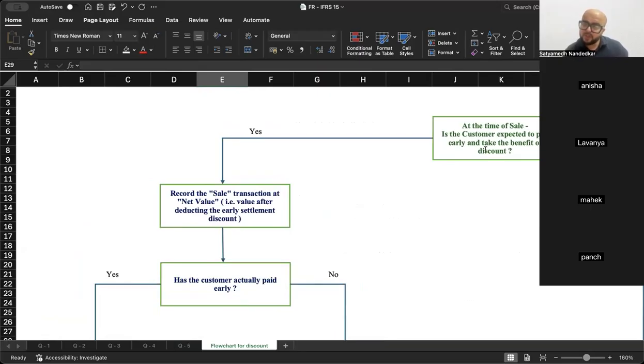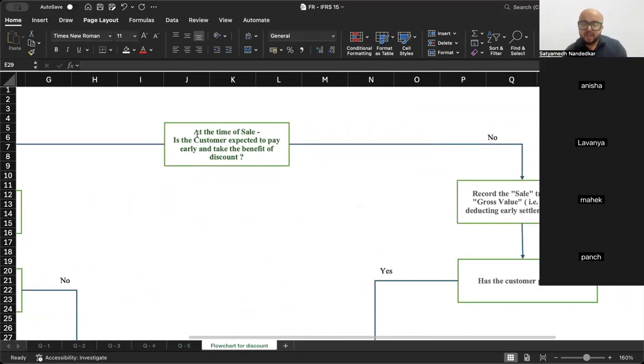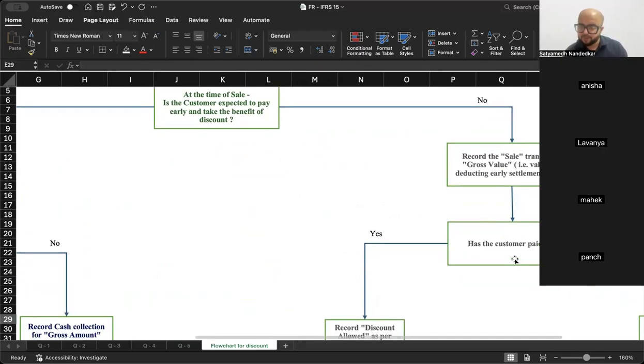Is the customer expected to pay early? If the answer is yes, record the sale transaction at net value. If the answer to this question is no, is the customer expected to pay early? No. Then record the sale transaction at gross value, that is, value before deducting the early settlement discount. Okay. Record at total gross value and then later on, if the customer paid on time, give him a discount, otherwise collect the full amount from him.